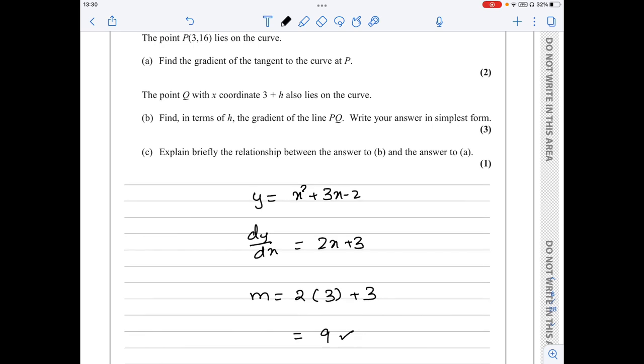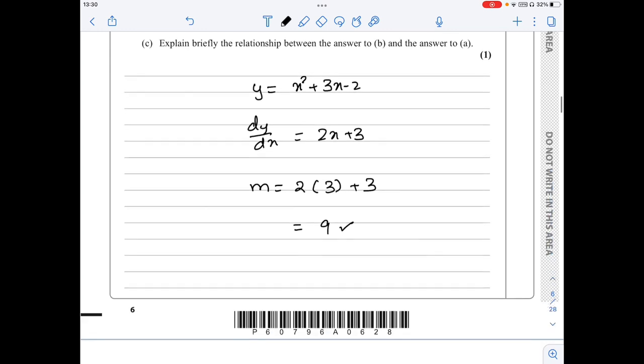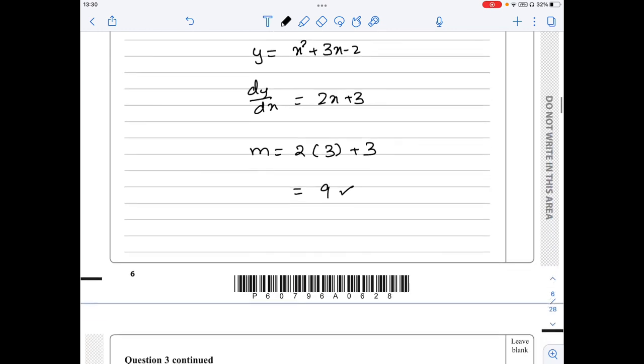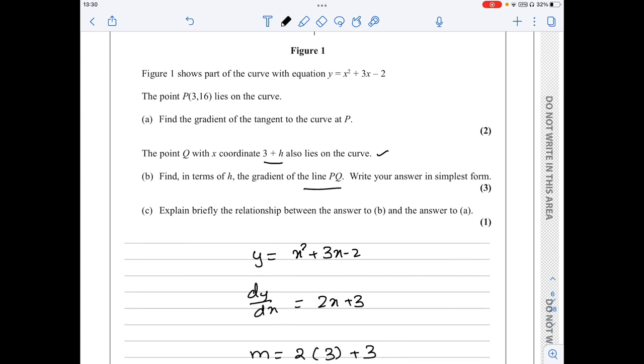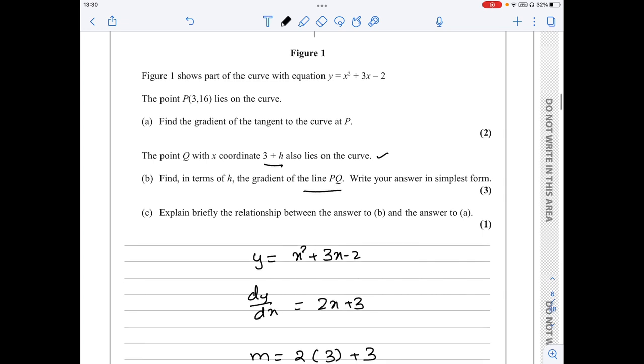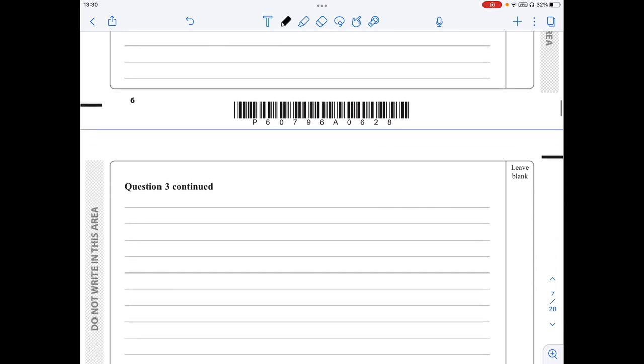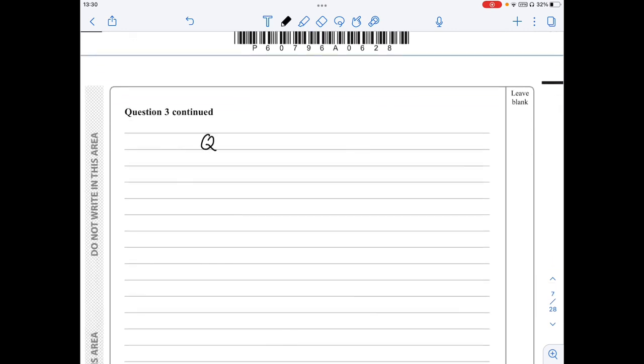The point Q with x coordinate 3 plus h also lies on the curve. Find in terms of h the gradient of PQ. Write your answer in the simplest form. So the x coordinate 3 plus h also lies on the curve, so I am going to get the coordinates of Q, which is 3 plus h comma y value.